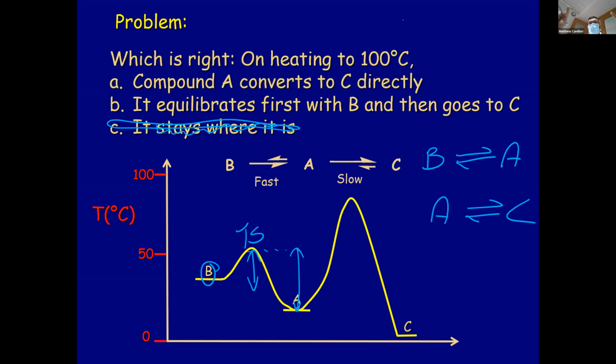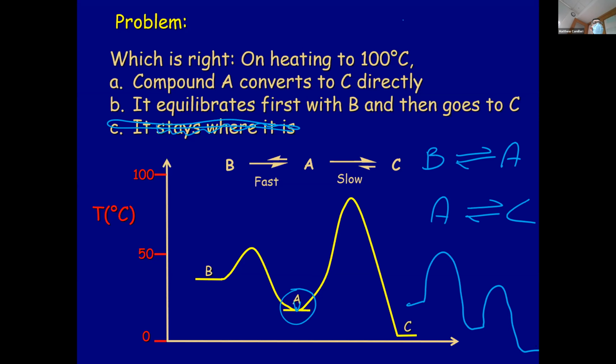So let me explain the question here. The question was, why does it equilibrate between A and B first instead of going directly to C? And the answer is this. The energy required to go from A to C is higher than the energy required to go from B to A. Therefore, you first form A, an equilibrium between A and B. And then from A, you can move on.